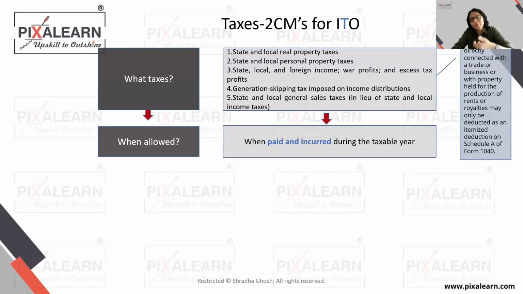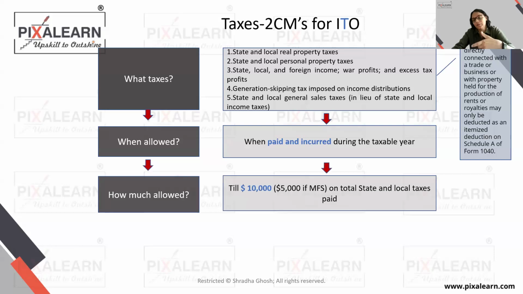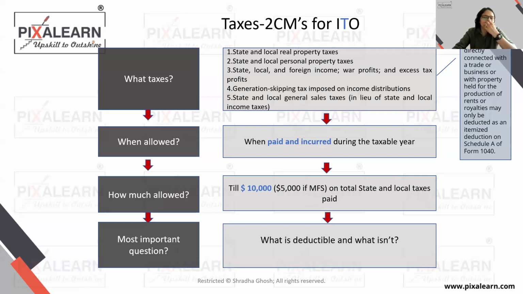When are you going to be allowed the tax deduction? When the taxes are either paid or they are incurred during the year. How much of it is allowed? This is very important. Till a $10,000 on total of all state and local taxes that you have paid. Okay. And here you have a big list of what is allowed as a deduction and what is not allowed as a deduction. So you need to keep that into picture.